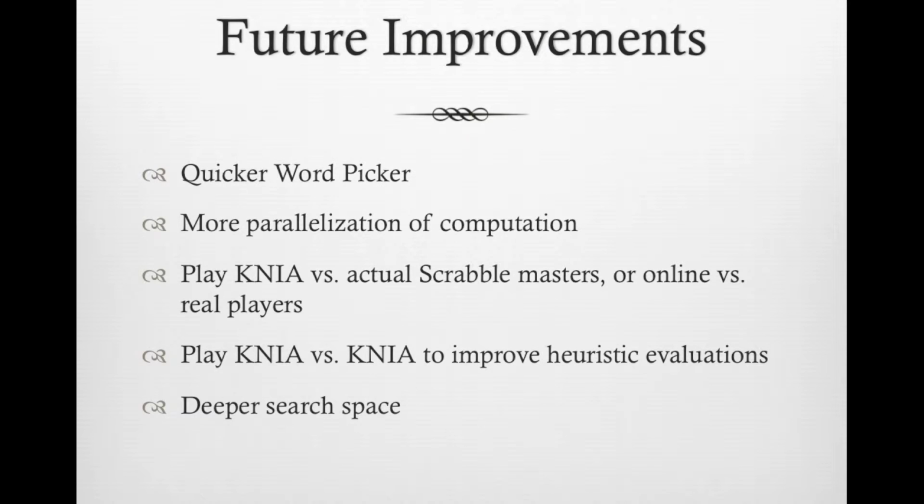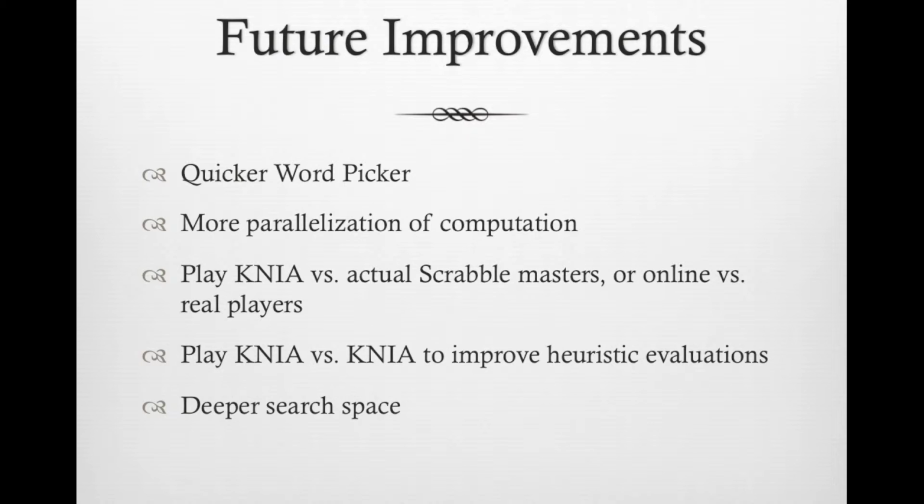So at the end of this project, we thought, okay, what sort of things can we do in the future to improve NIA? Well, we felt that a large blocker to computation time was just selecting the words to begin with, given that the current implementation looks at every possible combination of letters. So we felt that if we were to implement a quicker word picker, it would allow us to speed up her game tree search and to search deeper in the tree. On that note, we also thought that we could parallelize more of the computation to again speed up NIA's evaluation phase so that we could go deeper in the search space, figure out more plies, etc.